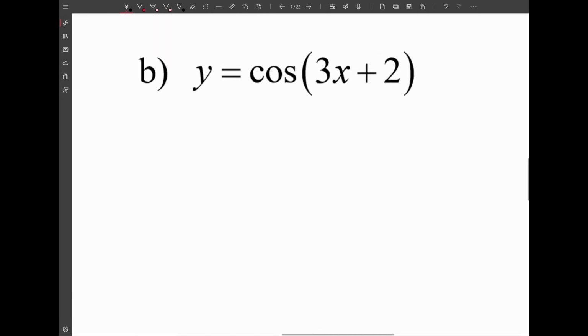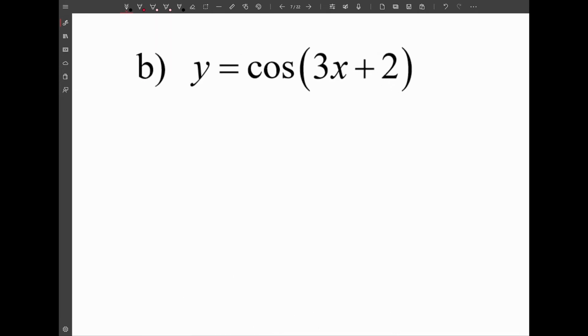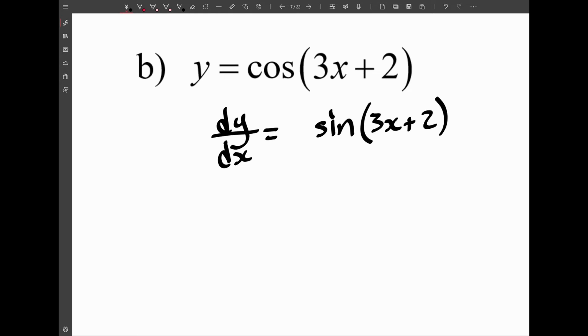Then we've got b here. y is equal to cos of 3x plus 2. So again, we're going to take the derivative of our outside function. Derivative of cos is negative sine. So that's going to be negative sine of 3x plus 2, but the derivative of the inside function of 3x plus 2 is 3. So this is going to be negative 3 sine of 3x plus 2. Sorry, 3x plus 2. I can't talk today, or, most days.